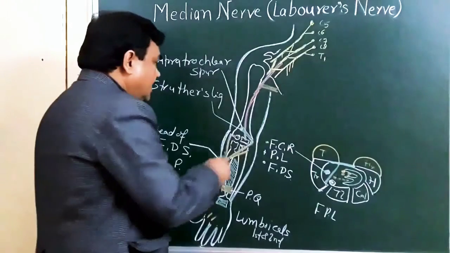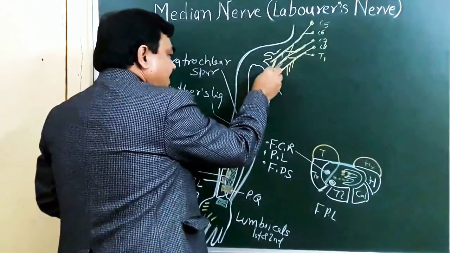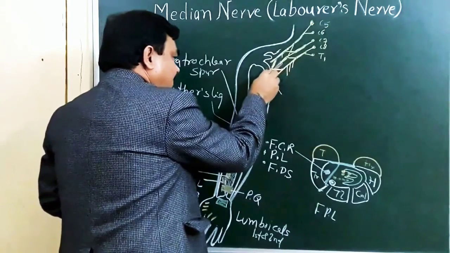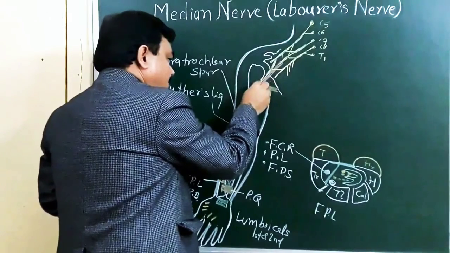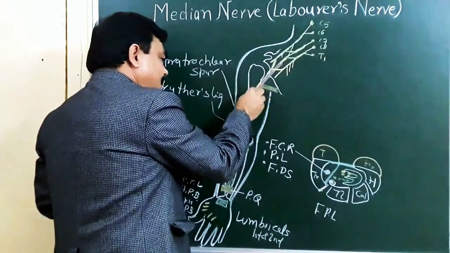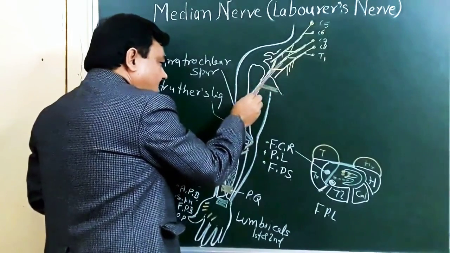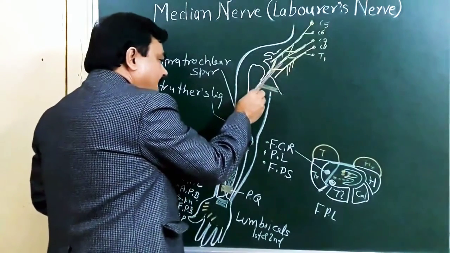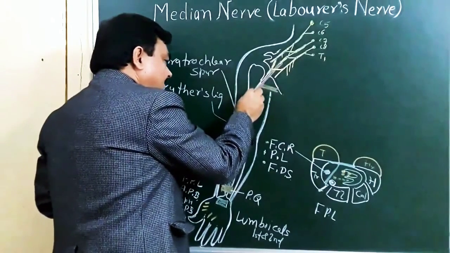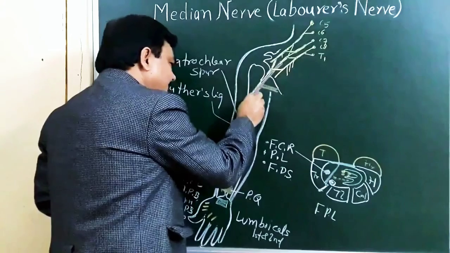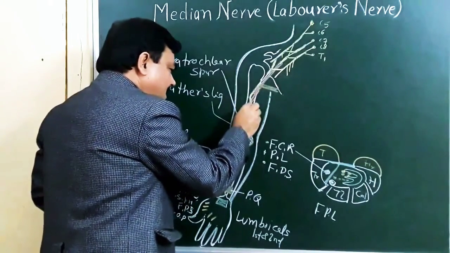So this nerve initially lies lateral to the axillary artery, then it goes into the arm. Here its position is also lateral. In the middle of the arm, it crosses the brachial artery from the lateral to the medial side, like this. Now its position is medial.